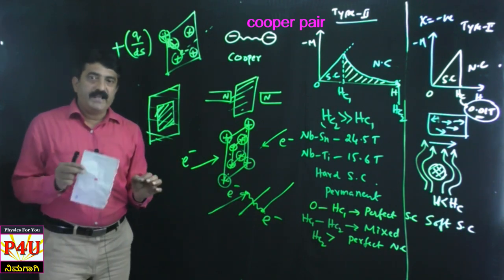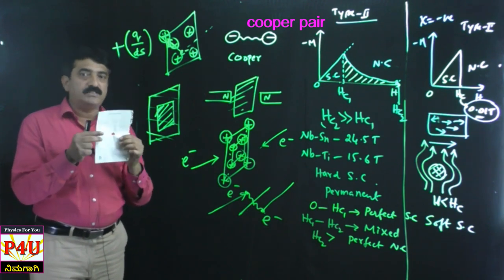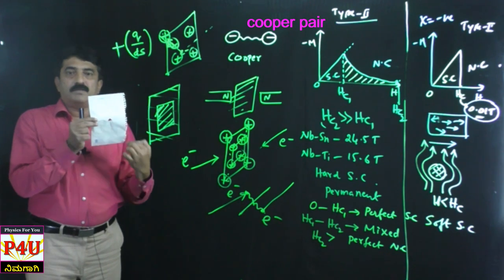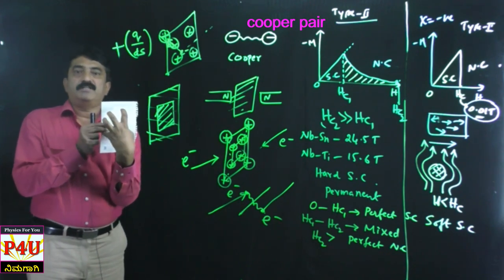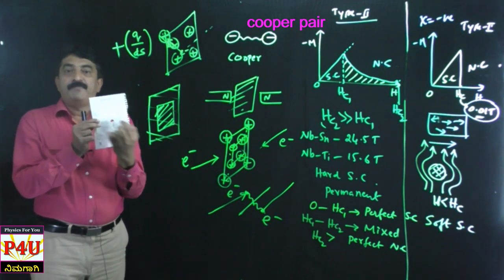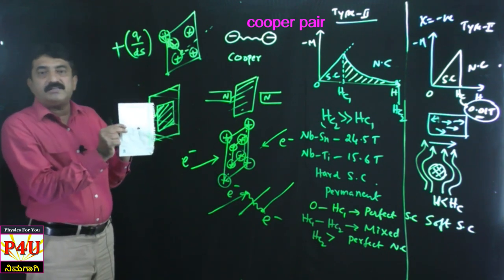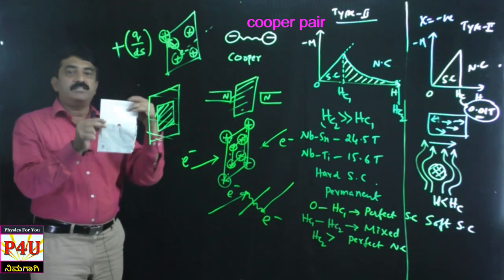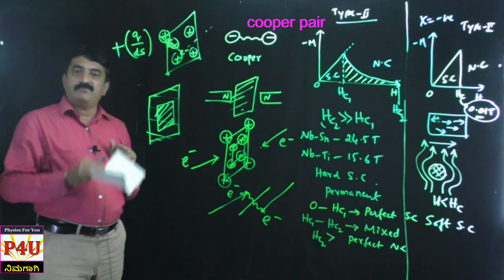I repeat once again, what is happening? I repeat in brief, when an electron is coming this side, it will pull all the positive charges. As a result, the positive cloud increases, density increases, so the electron will stop there. From the other side, when another electron is coming, it will also stop there. So both the electrons will give their energy to the lattice. That's why this lattice is vibrating.